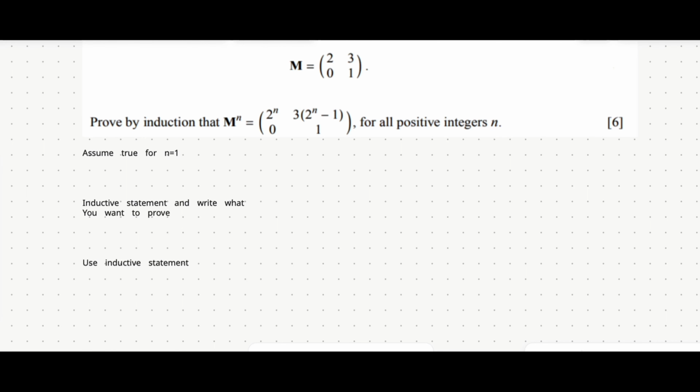In this video, we're going to have a look at proof by induction, and specifically at matrices and how to deal with them in proof by induction questions. So step number one is always the same. You substitute n equals 1 into the expression, and you show that you end up at this matrix here.